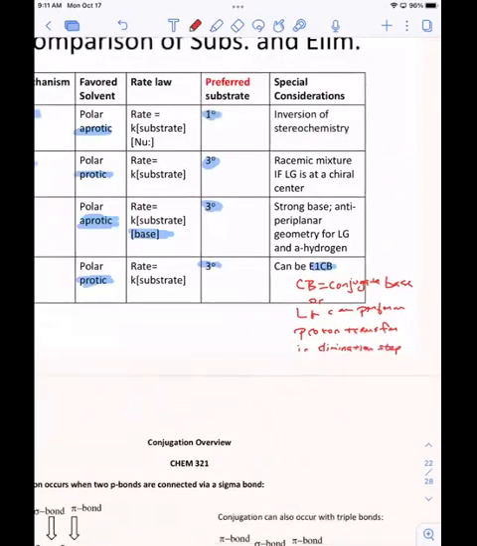All right. Any questions about anything related to elimination or substitution?